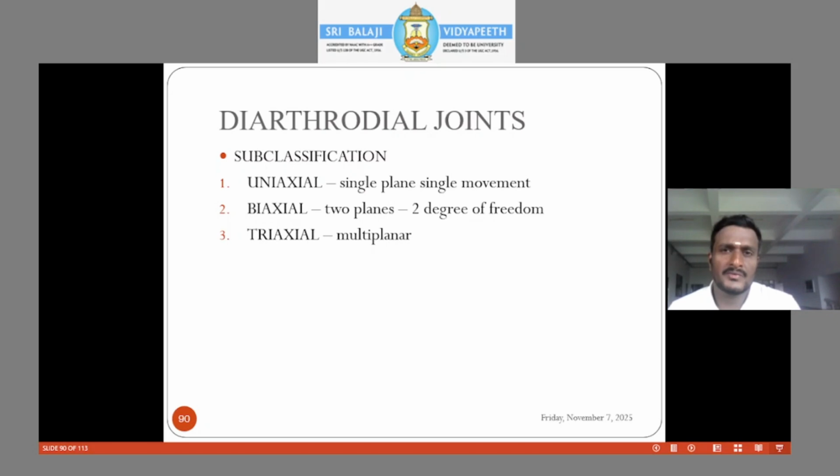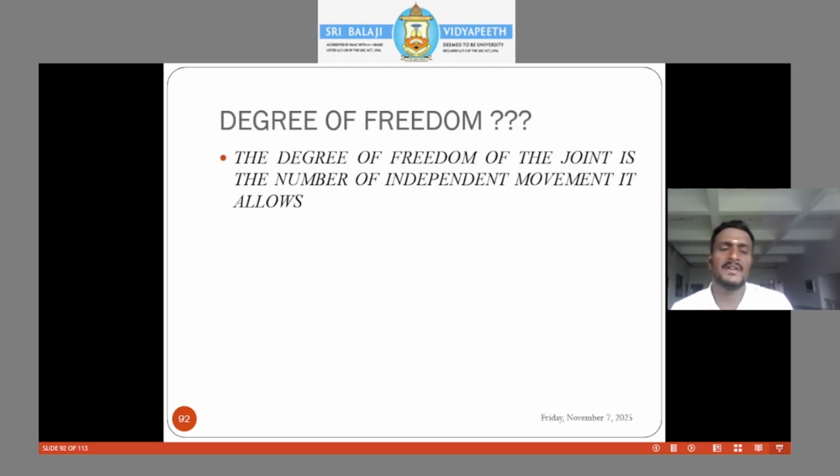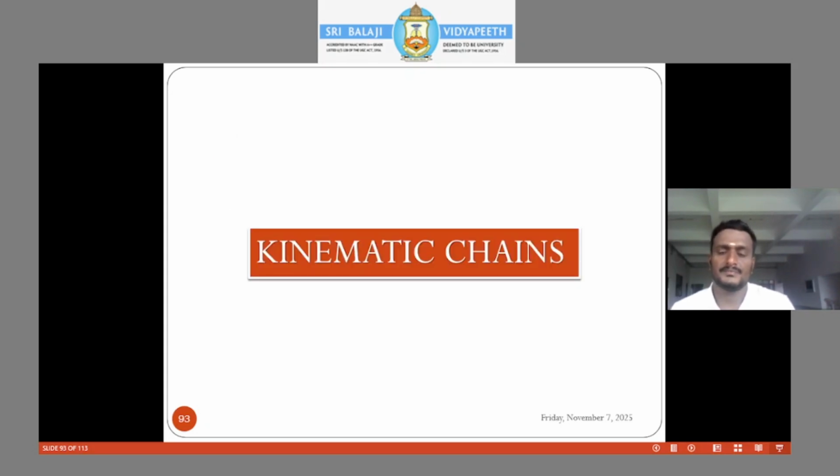Subclassification of diarthrodial joints: we have uniaxial, biaxial, and triaxial. Uniaxial means a single plane, single movement, and that is very important. Biaxial means two planes, two degrees of freedom. Multiplanar means triaxial. What is degree of freedom? Degree of freedom of a joint is the number of independent movements that take place.